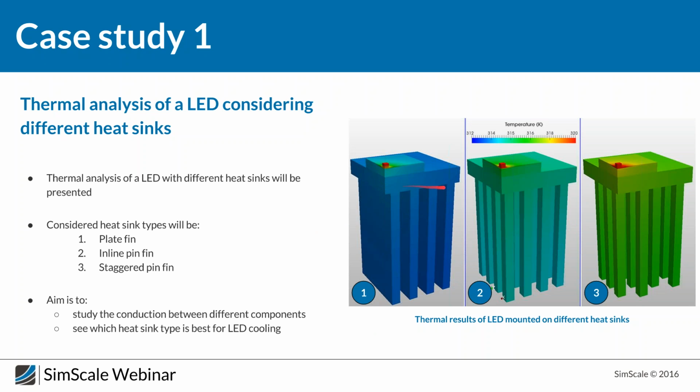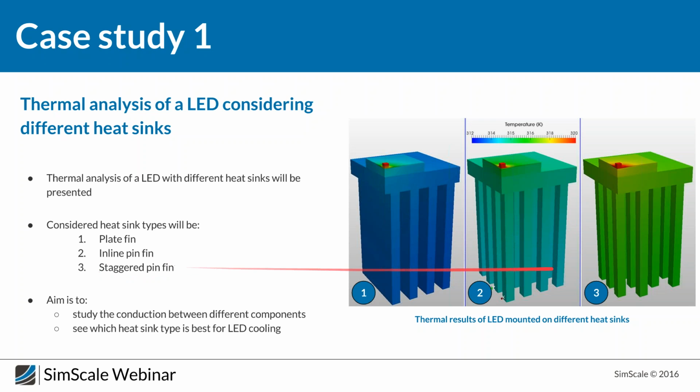You can see on the right, there are three types of heat sinks which have been used for this case. There is an LED mounted over here, and three different types of heat sinks being used. One is the plate fin, which you can see here, like flat plates. The second one is the inline pin fin. They are like pins, cut from the plate from inside, and they are inline, so they are just in front of each other.